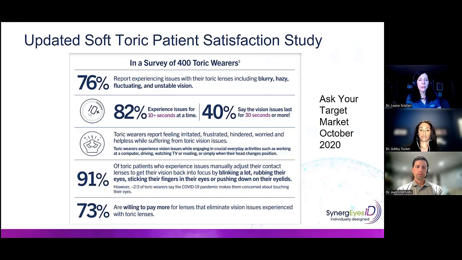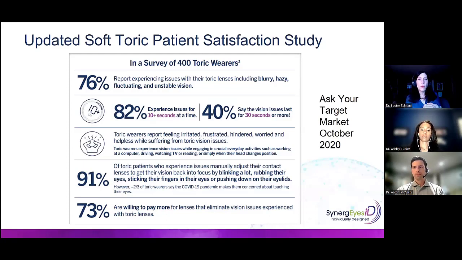And as you know, that's not a good feature to have, especially if you're driving or you're involved in sports or performing surgery or something like that. And 40% of them said that that would last up to 30 seconds. So we know that during COVID, people were very frustrated, did not want to touch their eyes, or were even concerned about wearing contact lenses, even though we know it was safe. But the last thing they wanted to do was stick their finger in their eye to reorientate their lenses.